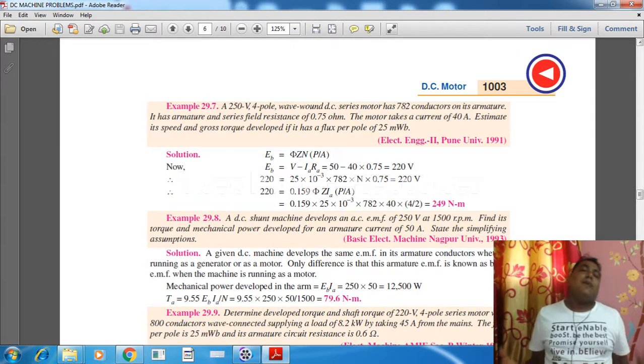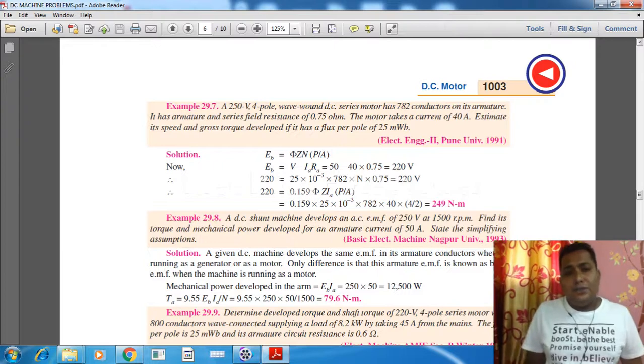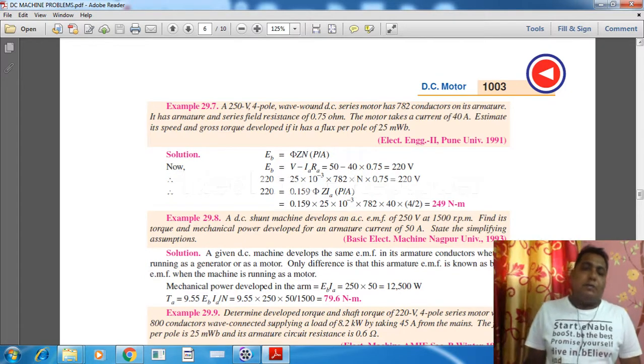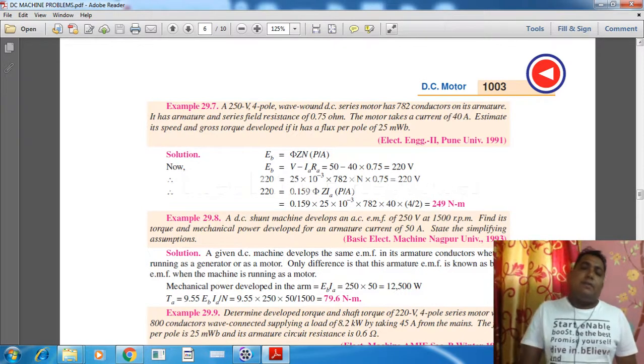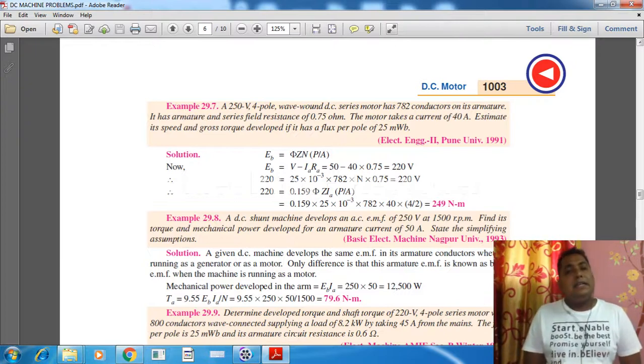As I already told you, whenever there is a problem, just note down which values are given, and then check what you have to find out. So many things are given over here. The voltage is given, that is 250, the terminal input voltage. The number of poles P is given, Z, that is 782, the number of conductors. So actually here we have to use the EMF equation, Eg is equal to NPφZ by 60A.